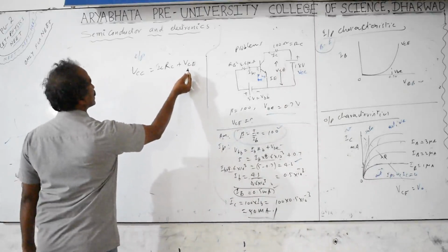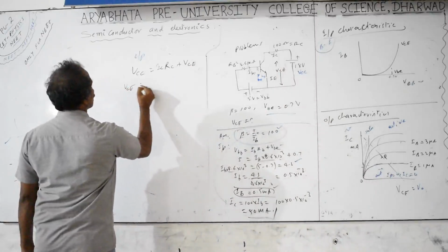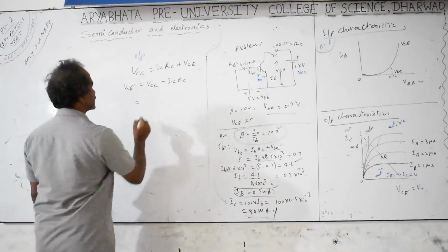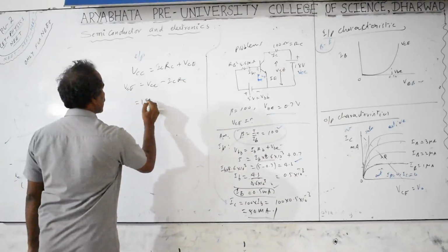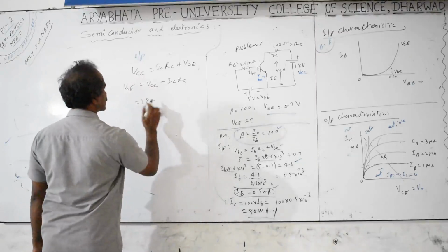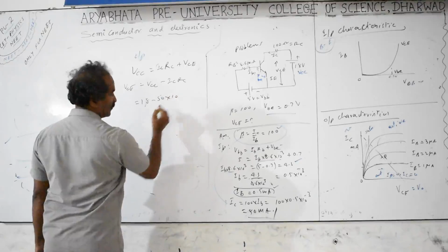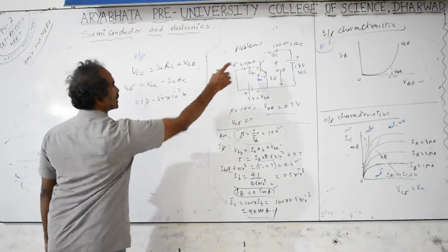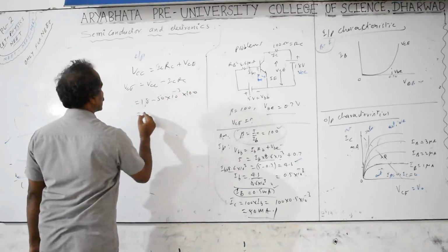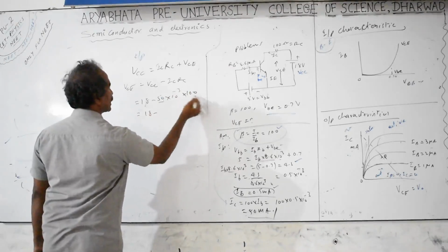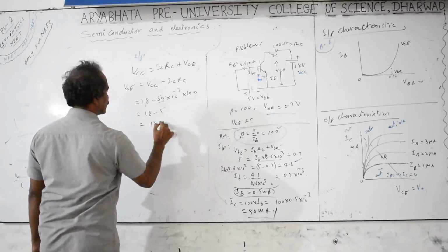VCE equals VCC minus IC RC, which is 18 volts minus IC. IC we got equal to 50 milliamperes, so 50 into 10 to the power of minus 3, into RC. RC is 100 ohms. So 18 minus 5, which is equal to 13 volts.